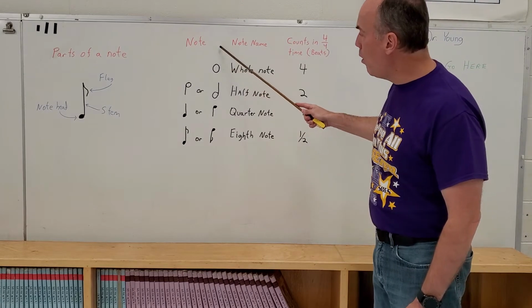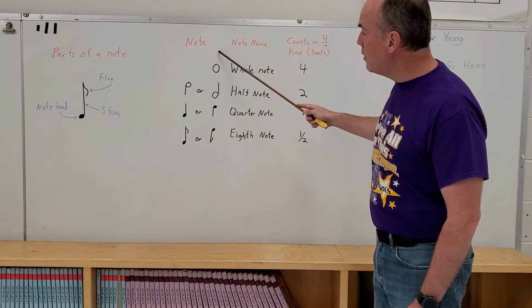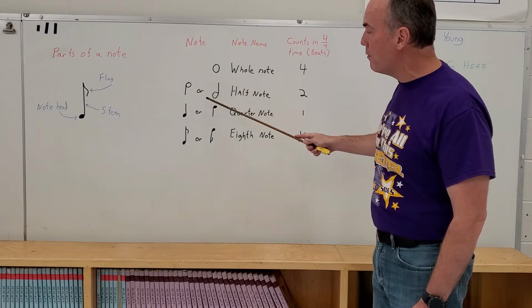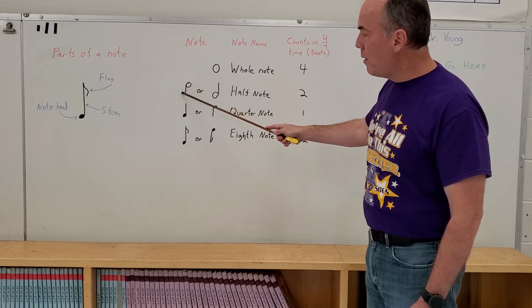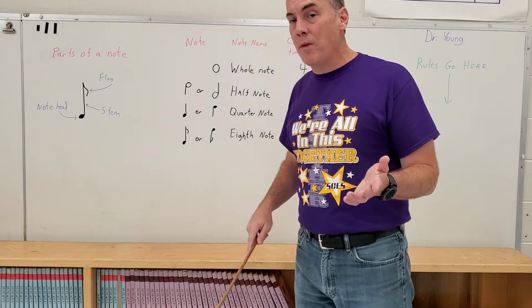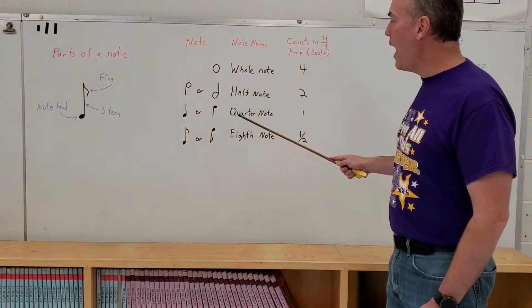Now, if we take a whole note and draw a stem, either going up and down or going down and up, right? For example, this one, the stem goes down, and this one, it goes up. It doesn't matter. They're still the same thing. That's what we call a half note.